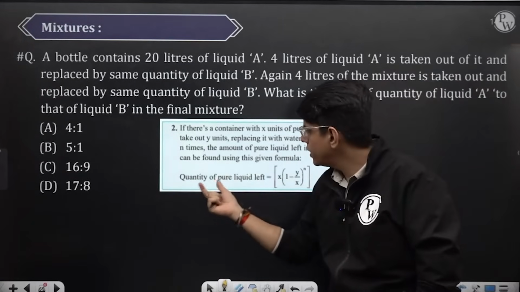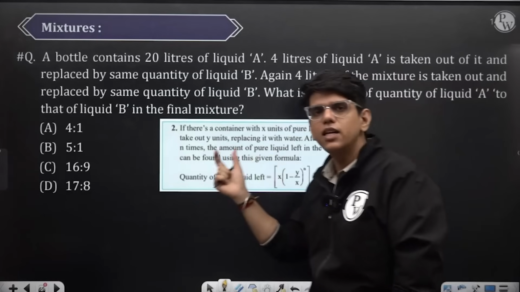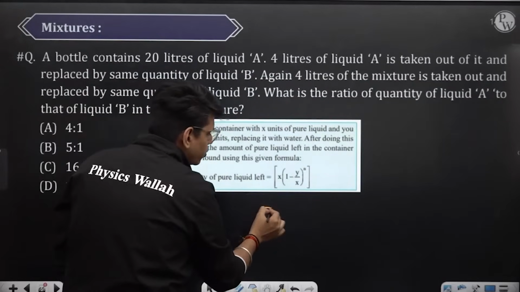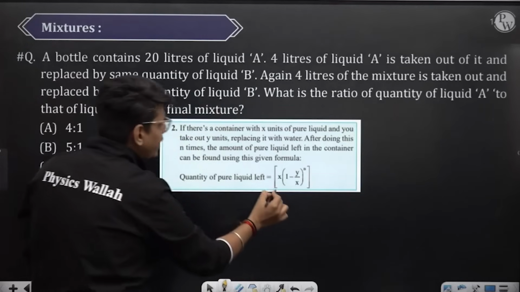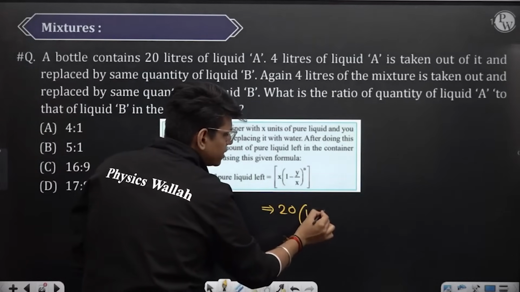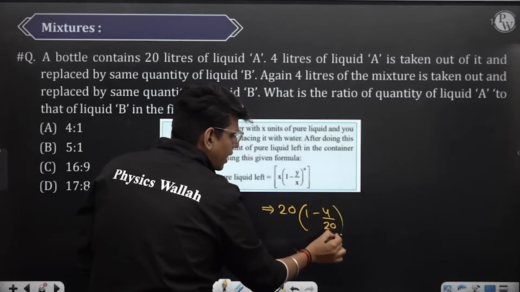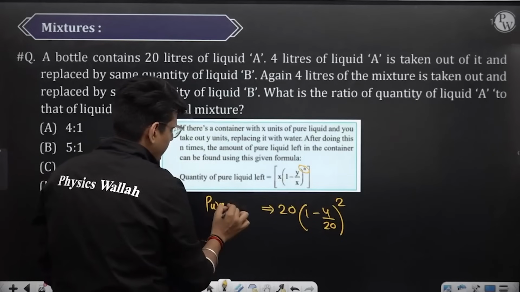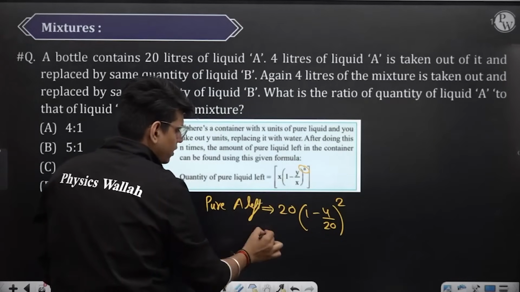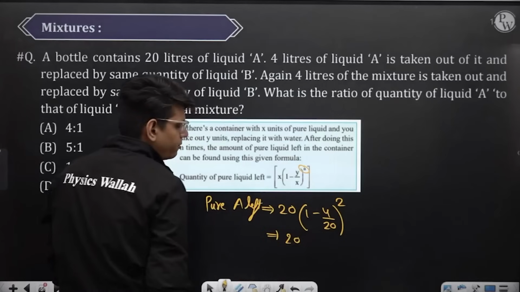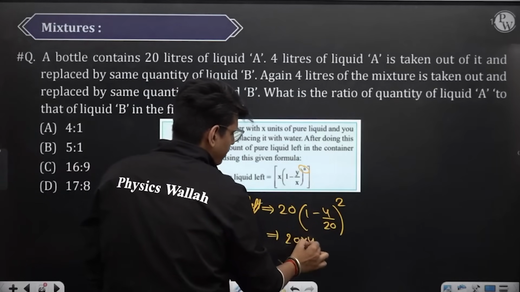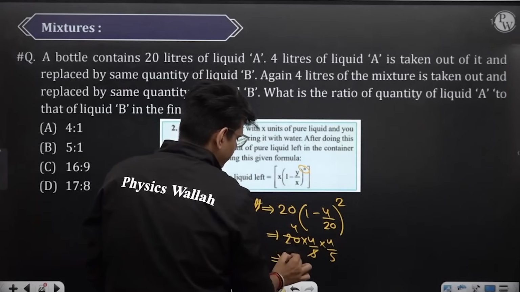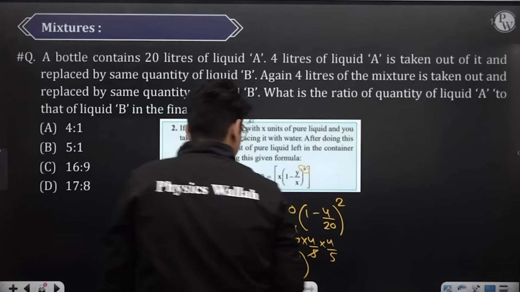So the formula is quantity of pure liquid left. Matlab, initially if you had 20 liters, the quantity of pure liquid A left is given by this formula. The initial amount X was 20 liters, and you replaced 4 liters each time from this 20, and you did this 2 times. So this is the pure A left. If you solve this, 4 by 20 is 1 by 5, 1 minus 1 by 5 is 4 by 5. 4 by 5 into 4 by 5. So 20 into 16 by 25 gives 64 by 5. This is 64 by 5 pure A left.